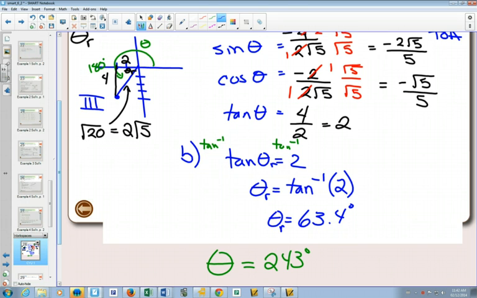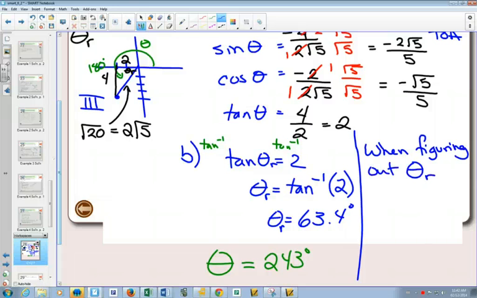Okay? If you had chosen sine or cos, I would go back to my drawing, and when figuring out your reference angle, maybe you want to make a note. When figuring out the reference angle, which we write with theta r, always use positive values. Because if you figured it out with negative root 5 over 5, your calculator is going to give you a different angle for cos. It's going to tell you, in this case, like 114, something weird like that. This one's going to tell you negative 63.4.